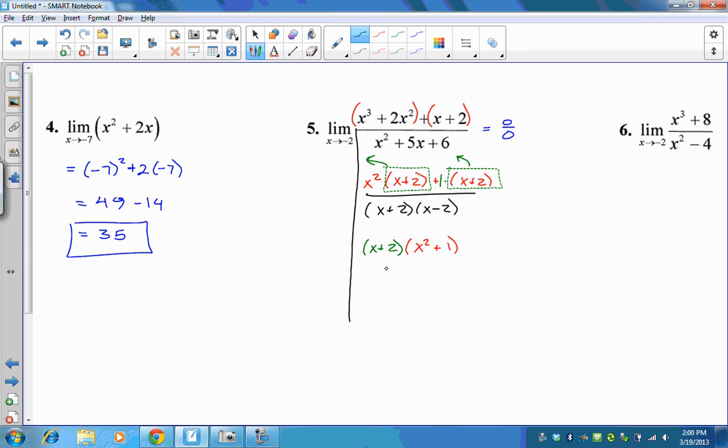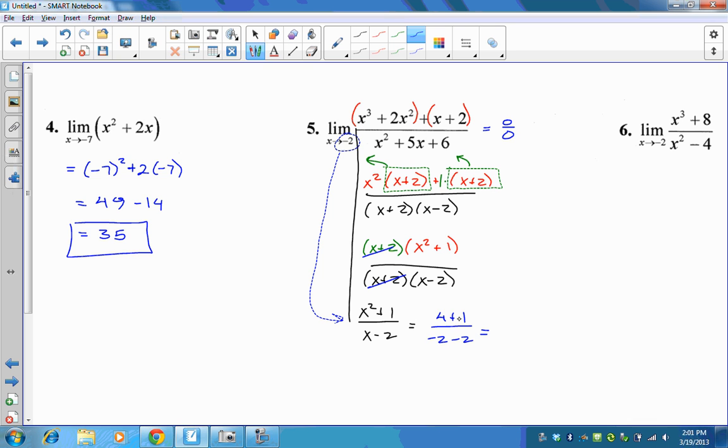All of that will be over x plus 2, x minus 2. I canceled the x plus 2's, and now I'm left with only x squared plus 1 over x minus 2. Then you can finally plug in negative 2. Negative 2 squared is 4, plus 1, over negative 2 minus 2, which is 5 over negative 4. And that's your answer. Item number 6.